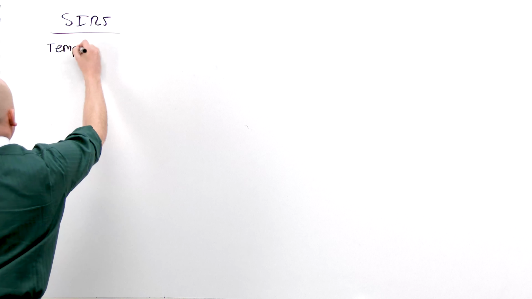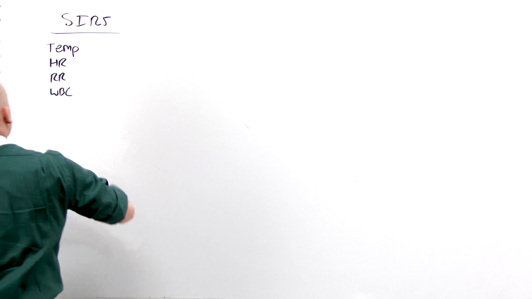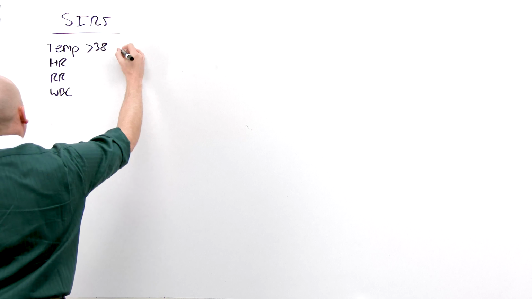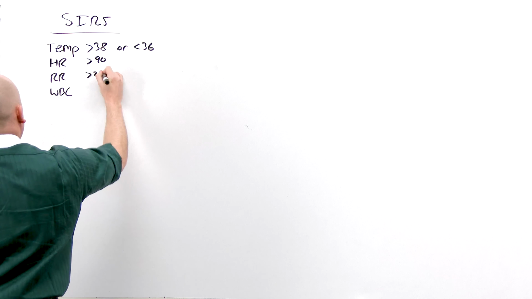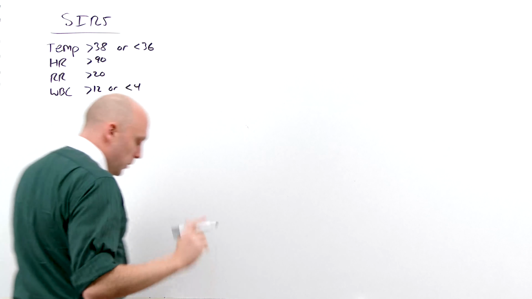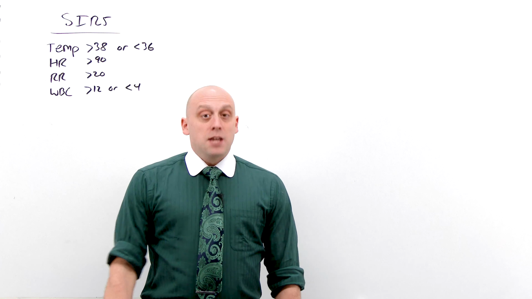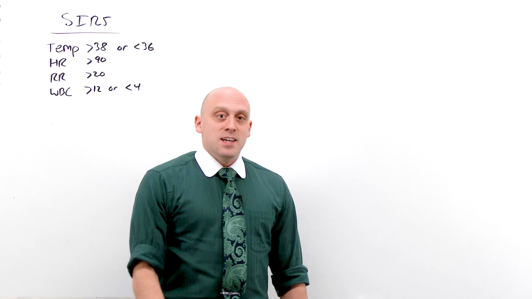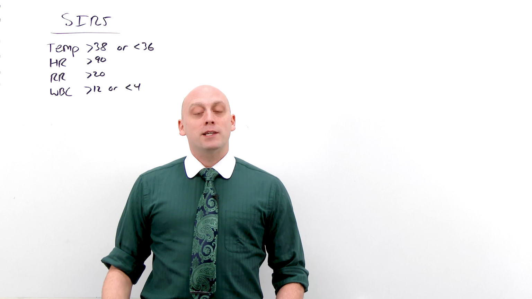They're based on the temperature, the heart rate, the respiratory rate, and the white blood cell count. Each of these is worth 1. Temperature greater than 38°C or less than 36. Heart rate greater than 90, respiratory rate greater than 20, white count greater than 12 or less than 4. Let's talk about limitations of these first. You can be infected and be SIRS negative. You can be SIRS positive and not be infected. Every time you go to the gym, you are SIRS positive because your heart rate and respiratory rate go up.